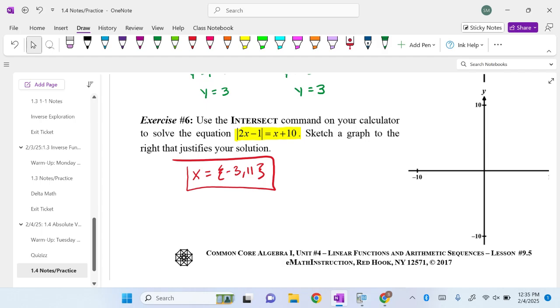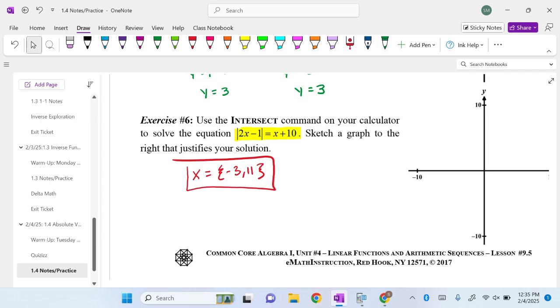All right, so you should have gotten your answer by now, because all you had to do was graph the two and find the points of intersection. So, did you guys get -3 and 11 equal to x? So x equals -3, x equals 11. Did you guys get that?